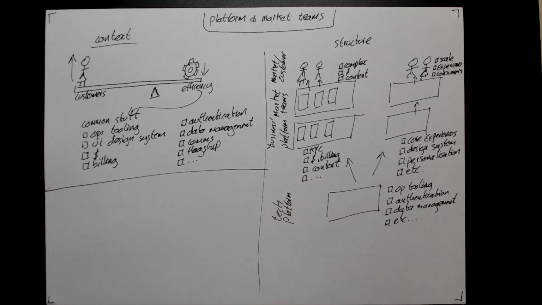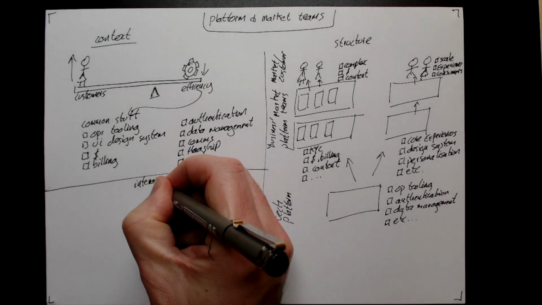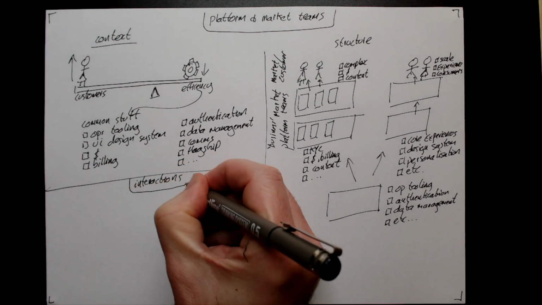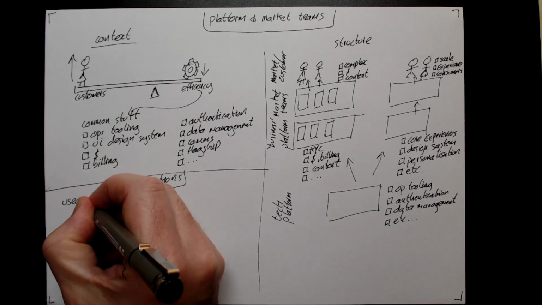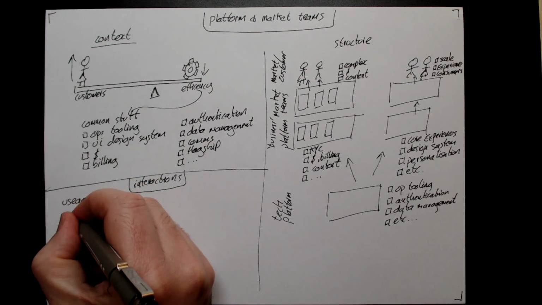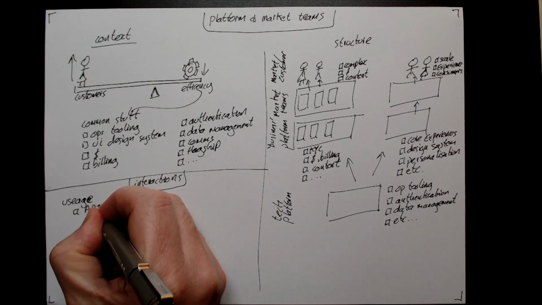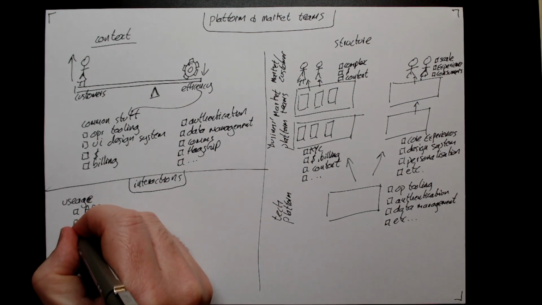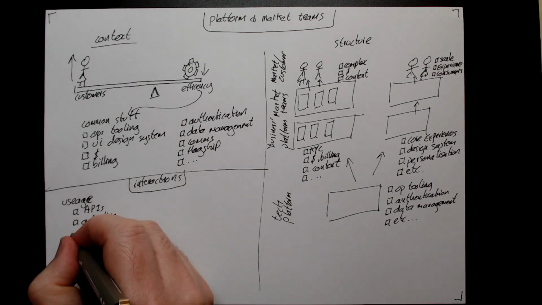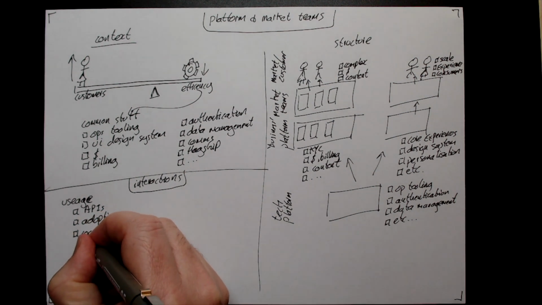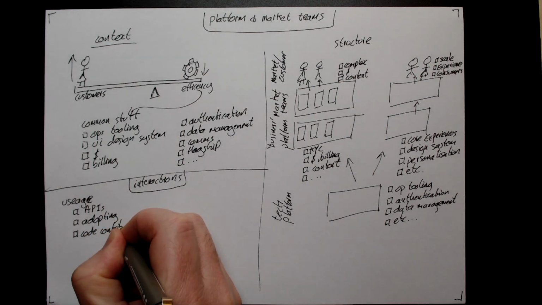We've looked at org structure, but how do these teams engage with each other? There's two modes in which market and platform teams work together. A usage mode, this is the more obvious mode. Market teams use the platform, for example, using a clear system interface such as an API, or adopting the tooling, or even contributing code to the platform codebase.